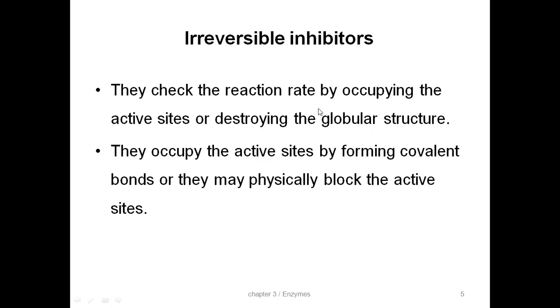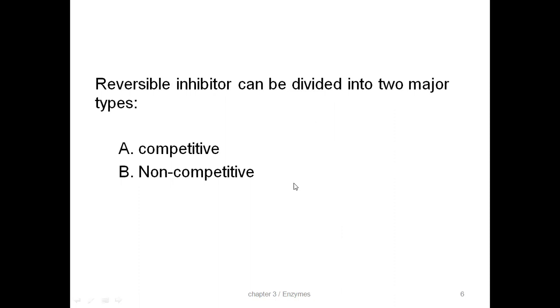Then we come to the irreversible inhibitors. They check the rate of the reaction by either permanently occupying the active site or by destroying the globular structure of the enzyme. They occupy the active site not by weak bonds but by covalent bonds, and they may physically block the active site in the case of irreversible inhibition, or they might attach permanently to the allosteric site and destroy the shape of the enzyme.